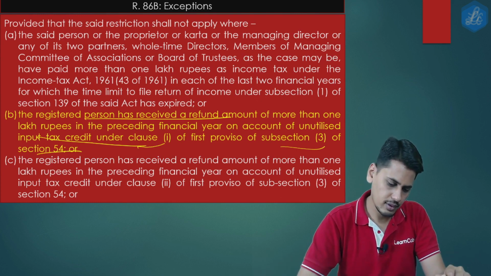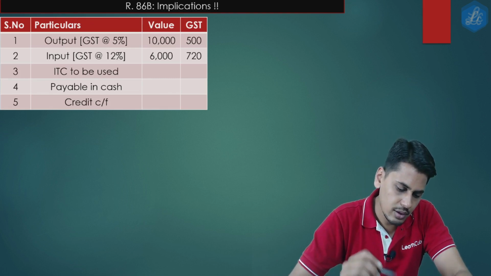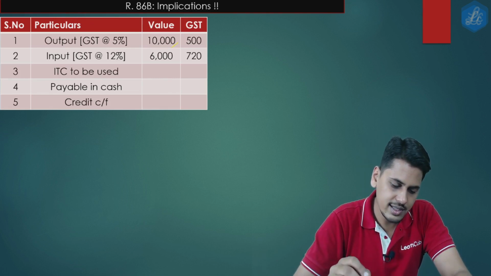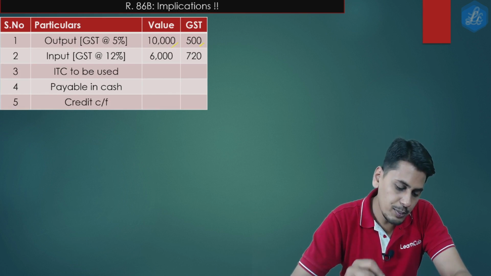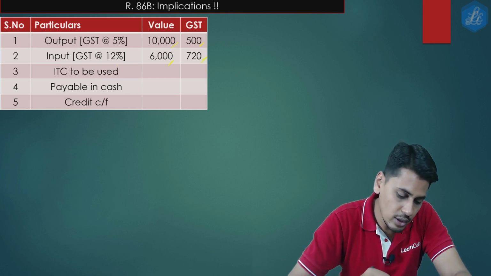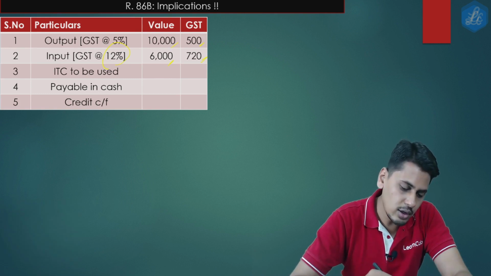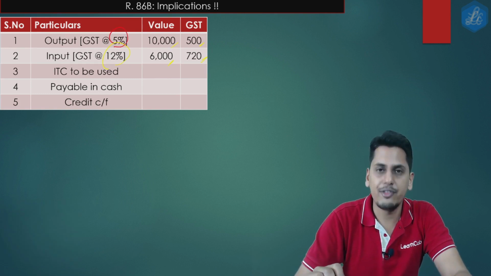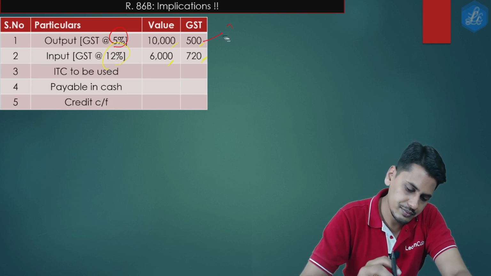Agreed. The next one. Let's take a case where for a person, the output GST is 10,500 in tax. Input GST on inward supplies of 6,000 is 720 in tax. Here the rate of tax on his inward supplies is 12%. The rate of tax on his outward supplies is 5%. So friends, now this output is goods.